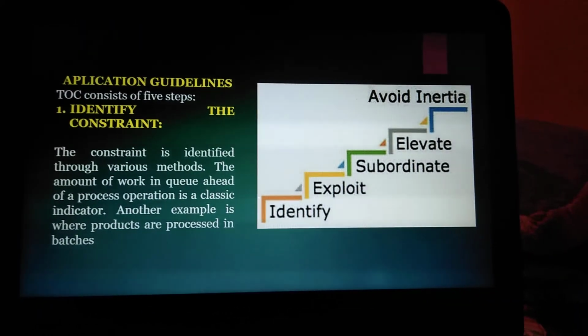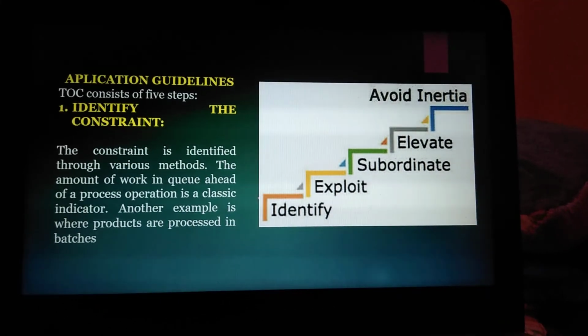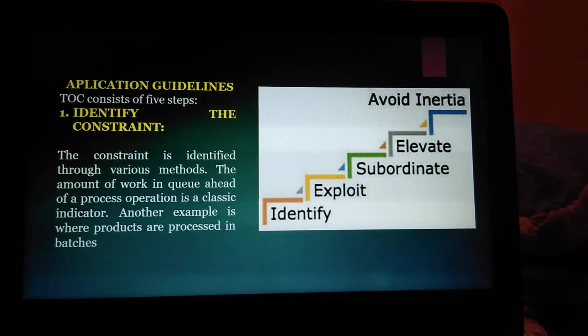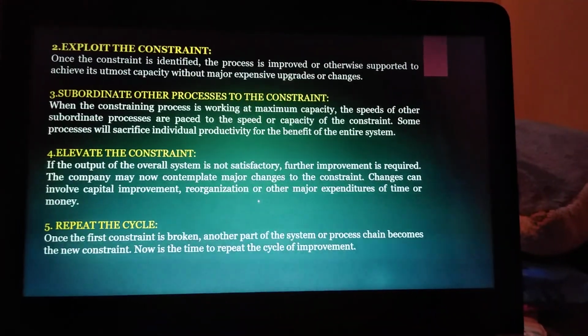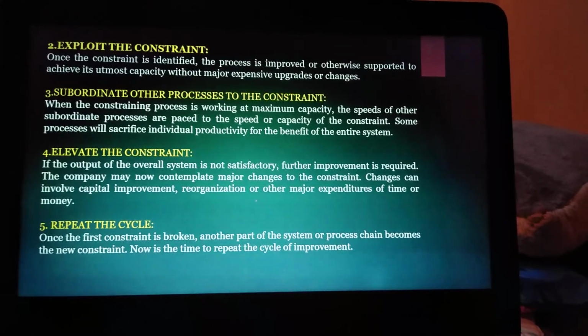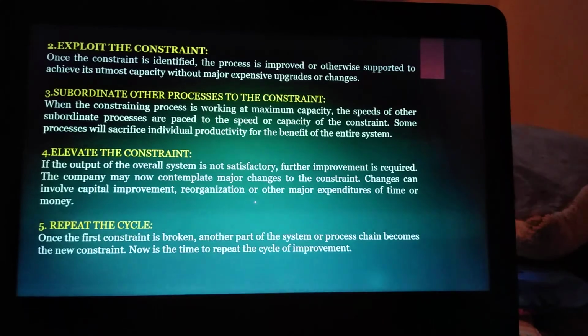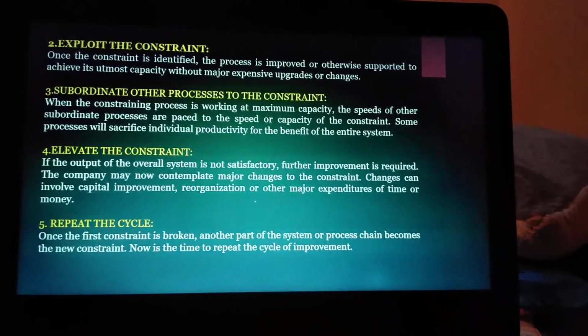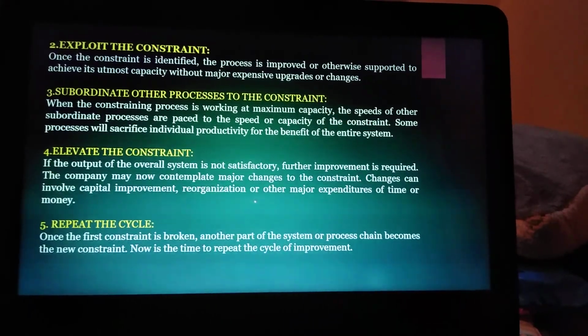Application guidelines. TOC consists of 5 steps. Identify the constraint. Exploit the constraint. Subordinate other processes to the constraint. Elevate the constraint. Repeat the cycle.